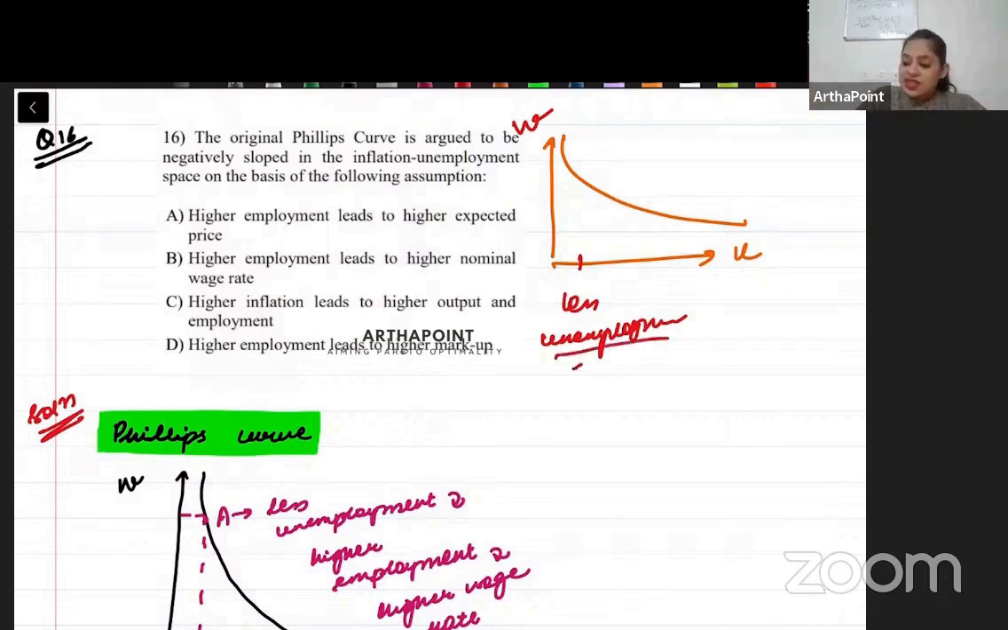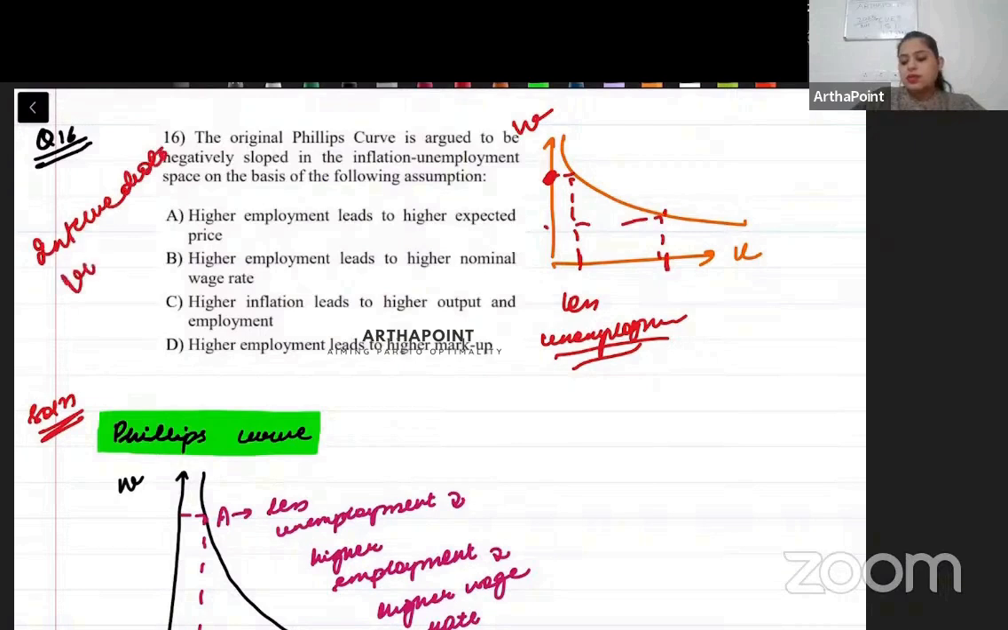So when there is less unemployment, you will usually observe that wages are very high. But when there is high unemployment, then there are multiple people willing to work at a very low wage. So the wage rate will be low. Again, I have explained this in the intermediate videos. Please have a look at those. How we went from the basic Phillips curve till the augmented Phillips curve. You should be thorough with that concept. So I've gone ahead and explained that in intermediate videos.